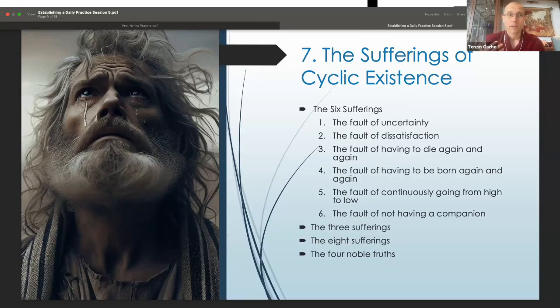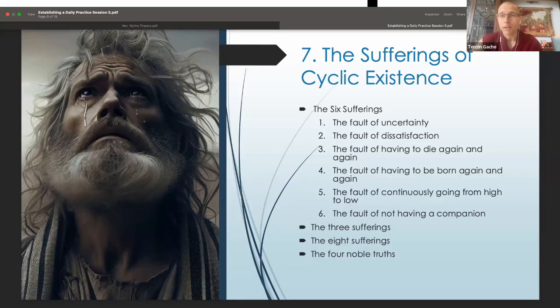It's not about wishing to achieve a better lifetime, but about thinking that everything is bound to have this kind of dissatisfactoriness in the end. So we have different ways of contemplating that. It's again a bit heavy perhaps, but this is how the teachings generally are. The 6 sufferings: we think about the faults of uncertainty, the faults of dissatisfaction. I can describe these in detail.